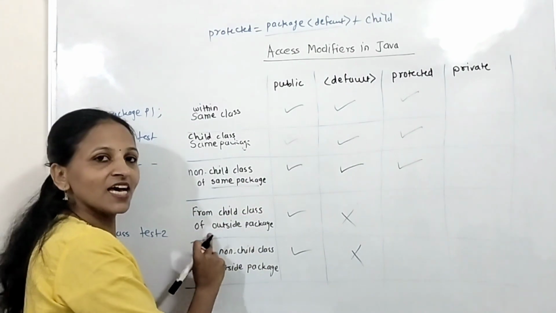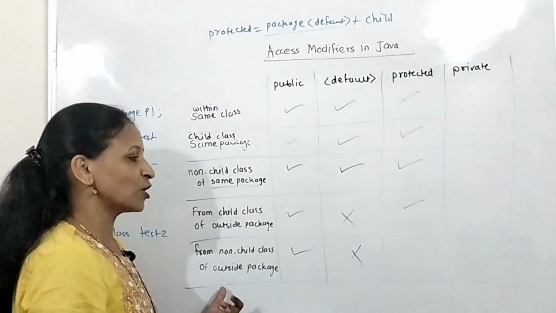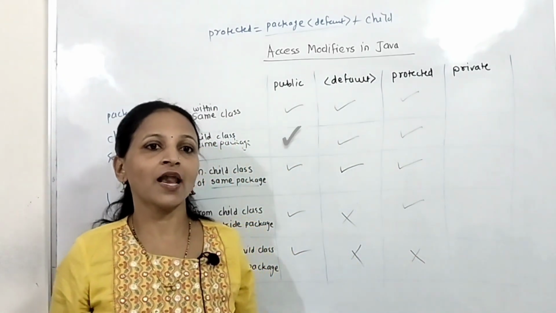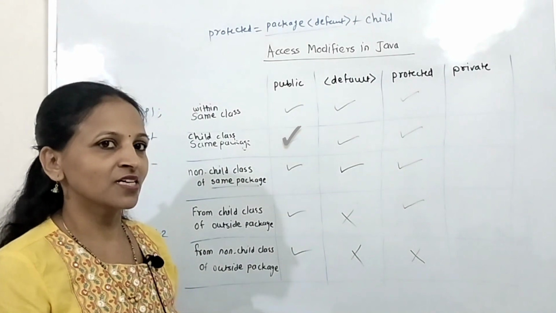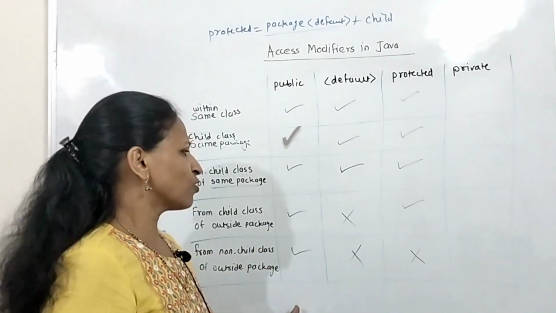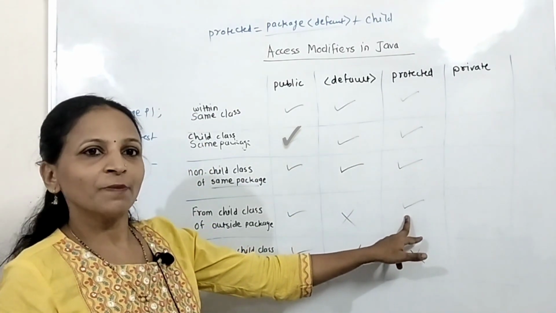Now outside package, if there is a child class, there only you can access protected members. Means from child class of outside package we can of course access the protected members, but non-child class, here protected members are not accessible if it is outside package. Means if any other package and inside that if any other class, you cannot access the protected member. Getting? This one you have to keep in mind.